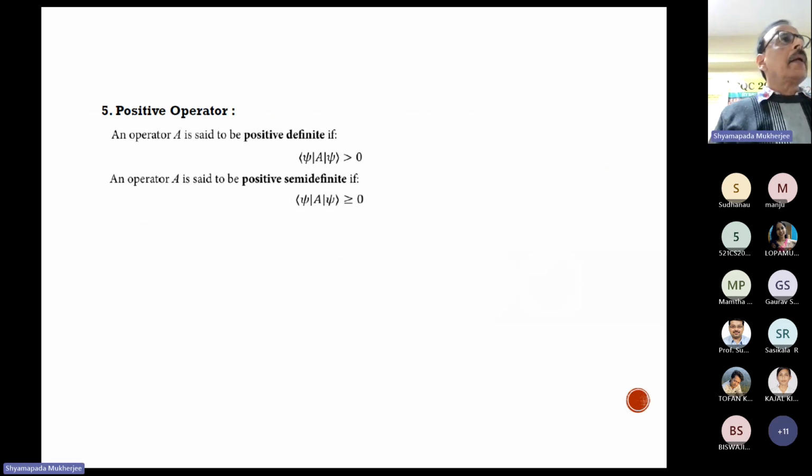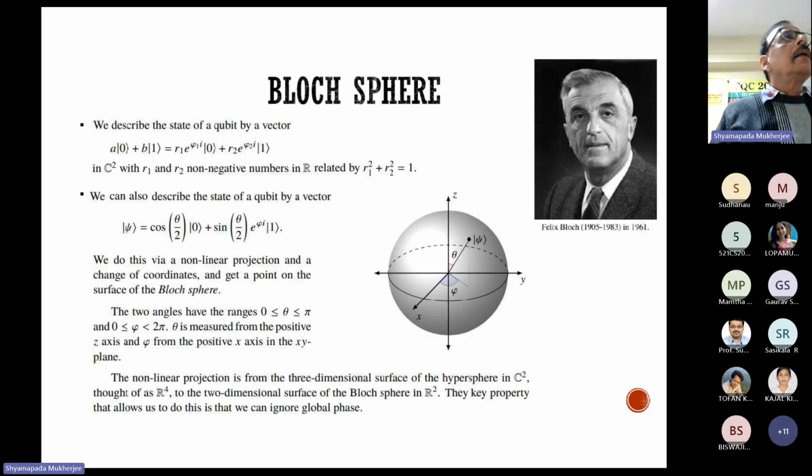And I have a positive operator definition. With the help of the bra and ket notation, I can define a positive definite operator or a positive semi-definite operator. Then a qubit, which is A0 plus B1, can also be represented by the Bloch sphere representation, which is given by cos theta by 2 |0> plus sin theta by 2 e^(i phi) |1>. Already I have told you about this. Phi goes from 0 to 2 pi and theta is measured from 0 to pi. This is your Bloch sphere representation. Next.